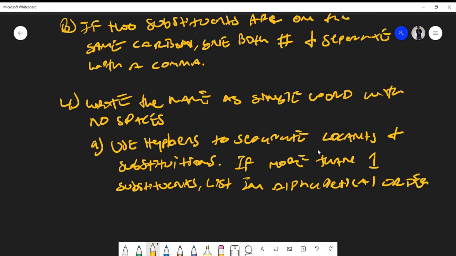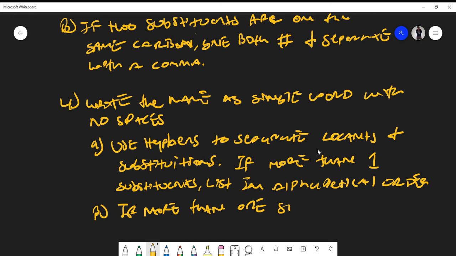All right. The last thing we must specify is that if we have more than one substituent of the same identity, then we must use di, tri, and tetra, etc. Right?